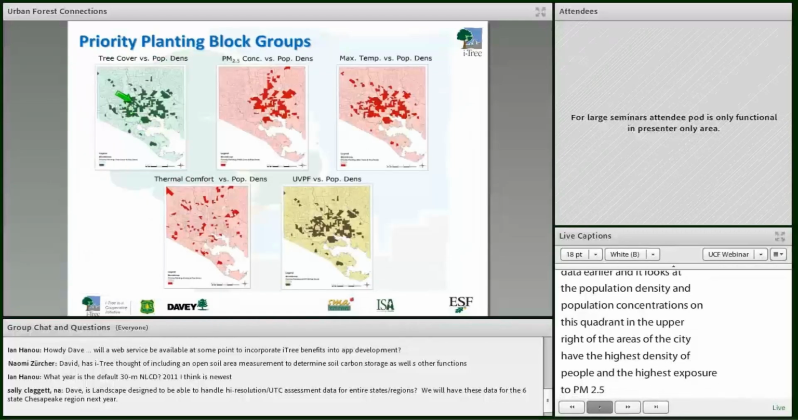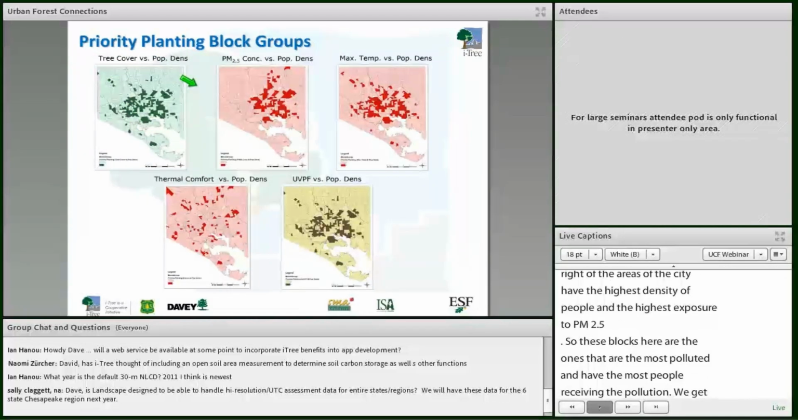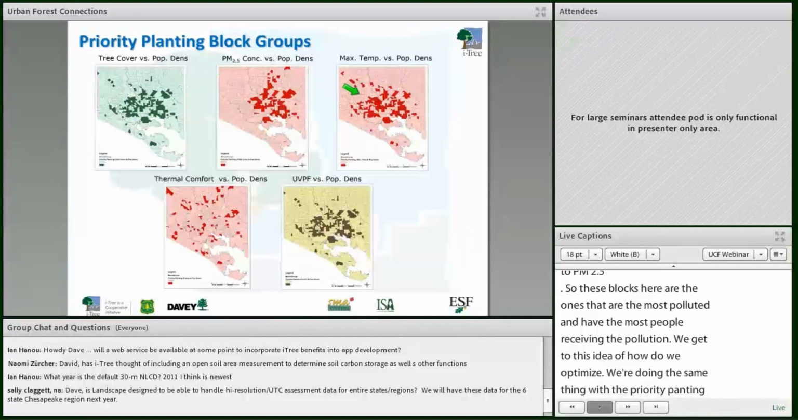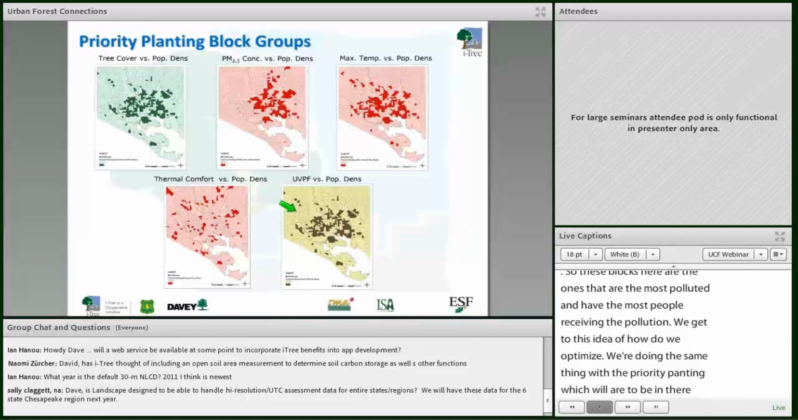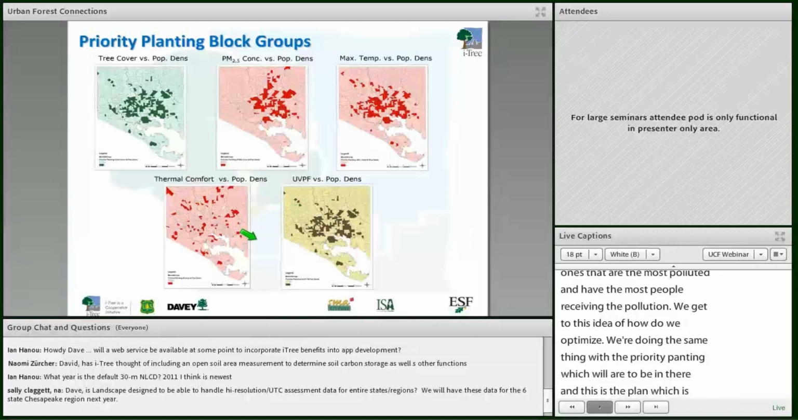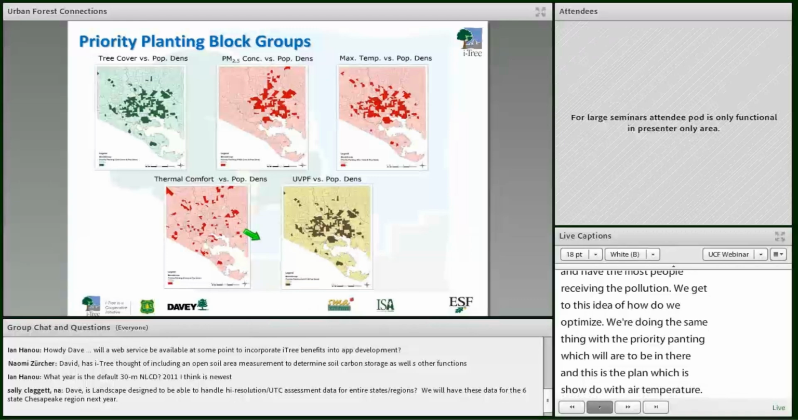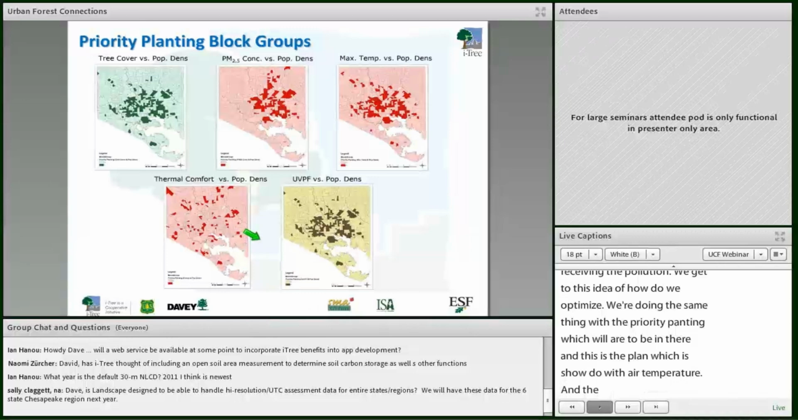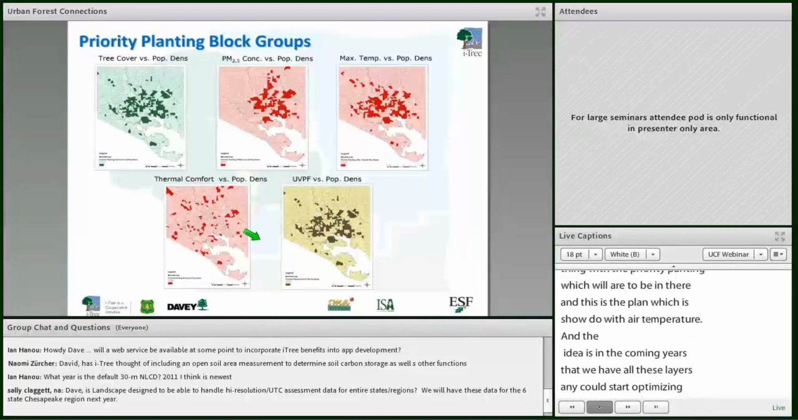We are doing the same thing. This is the priority planting, which will already be in there. We're doing the same thing. This is PM 2.5 I just showed you. We're doing it for air temperatures, thermal comfort, and UV radiation protection. So the idea is, in the coming years, if we have all these layers, you can start optimizing where you want to do the best priority plantings or priority protection of canopy cover based on who's receiving the services and what forest you have, the distribution of the forest.